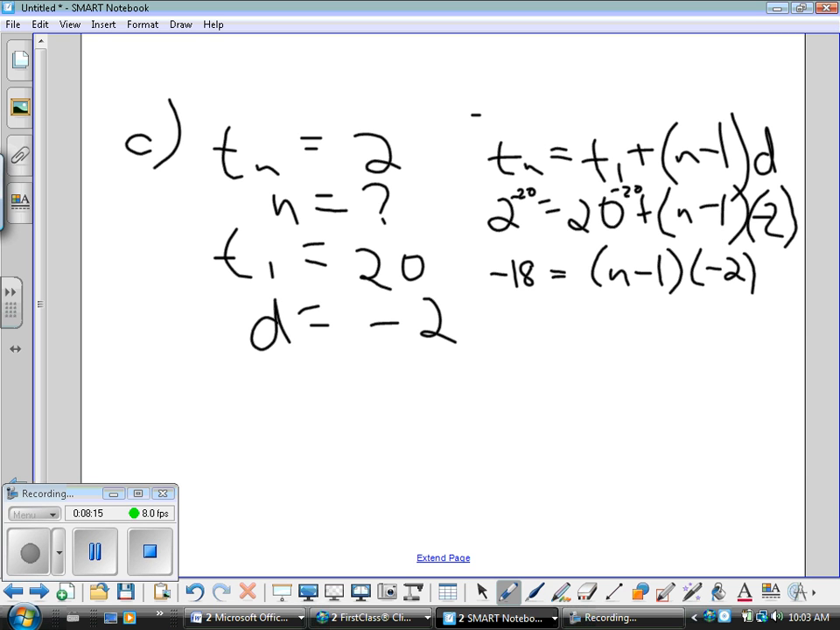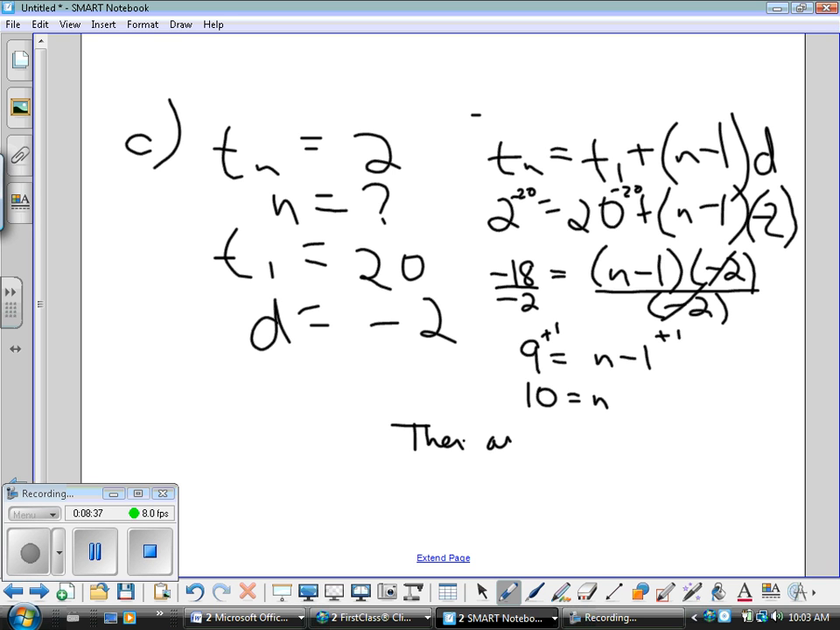I'll just leave the brackets for last times negative 2. And I'll divide both sides by negative 2, so that factor cancels. This becomes 9. This becomes n minus 1. And then when we add 1 to both sides, we get 10. So the number of rows is 10 rows in the display. And that's the end of the question.